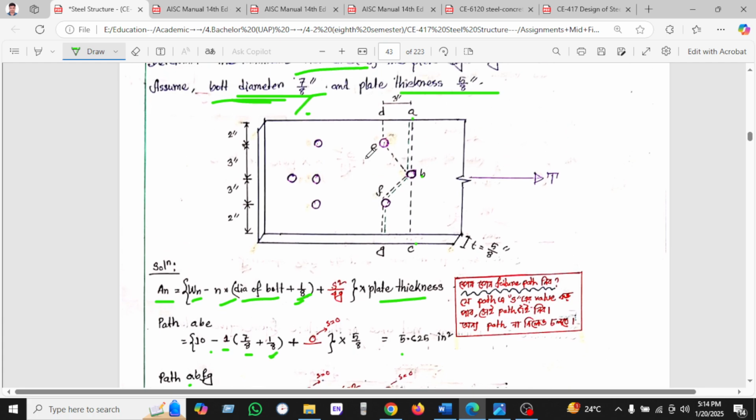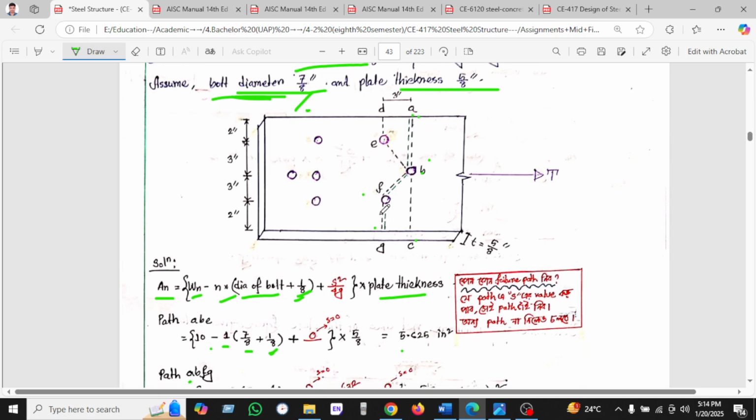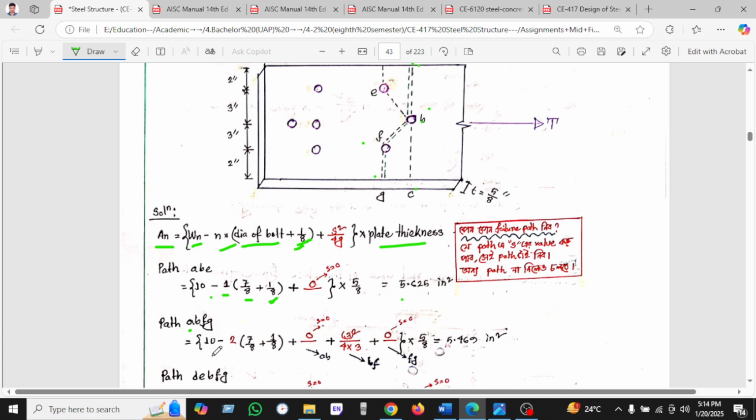And the second one, we have been given ABFG. Okay, ABFG, this is the double dotted line we have calculated in this path. The width is given, 2, 3 and 2, this is the total 10, and minus 2. 2 is nothing but the number of holes or bolts in this path. We have seen 2, and the diameter of the bolt is given as 7 by 8, and 1 by 8 is a constant. And yes, in the AB path there is no s.